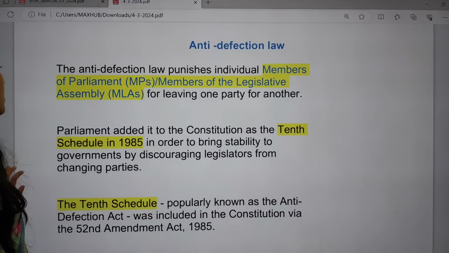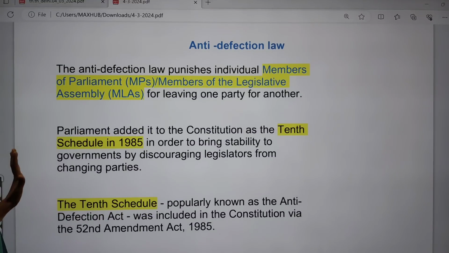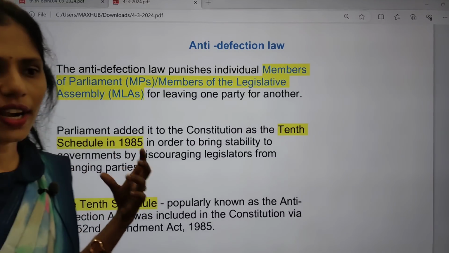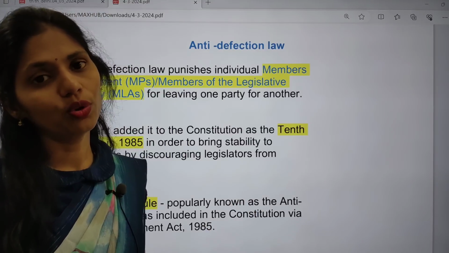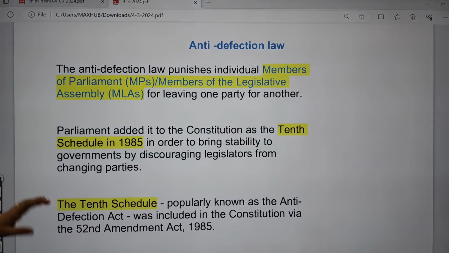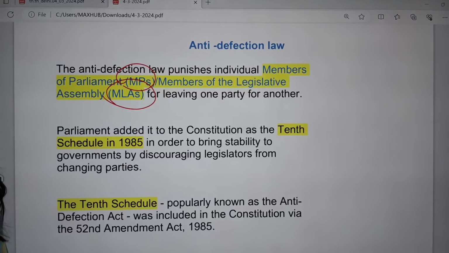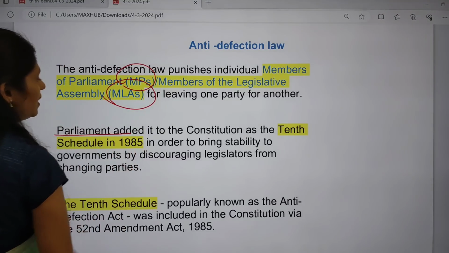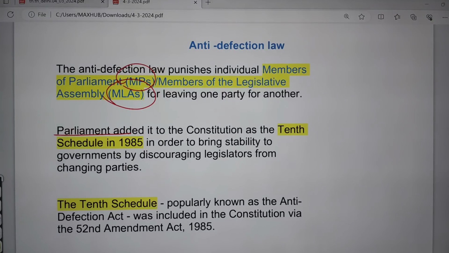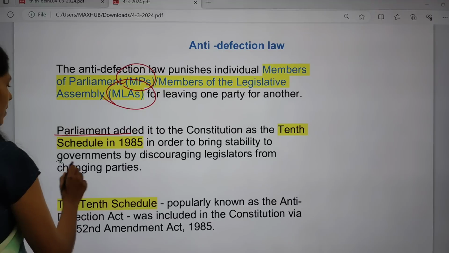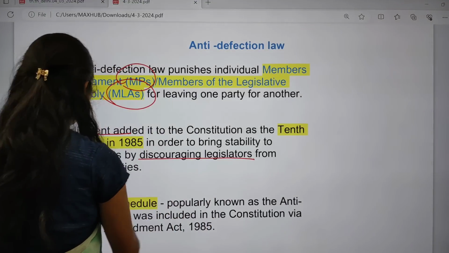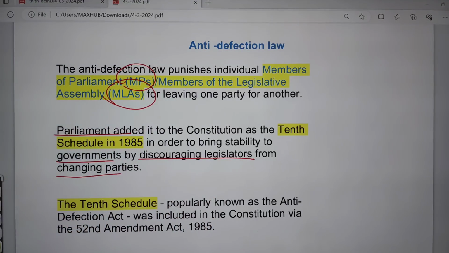Okay, so let us see this anti-defection law, which punishes individuals who are leaving one political party and moving on to another political party. It is applicable for MPs as well as MLAs who are leaving from one political party to another. So Parliament added the 10th Schedule to the Constitution in order to bring stability to governments by discouraging legislators from changing parties.